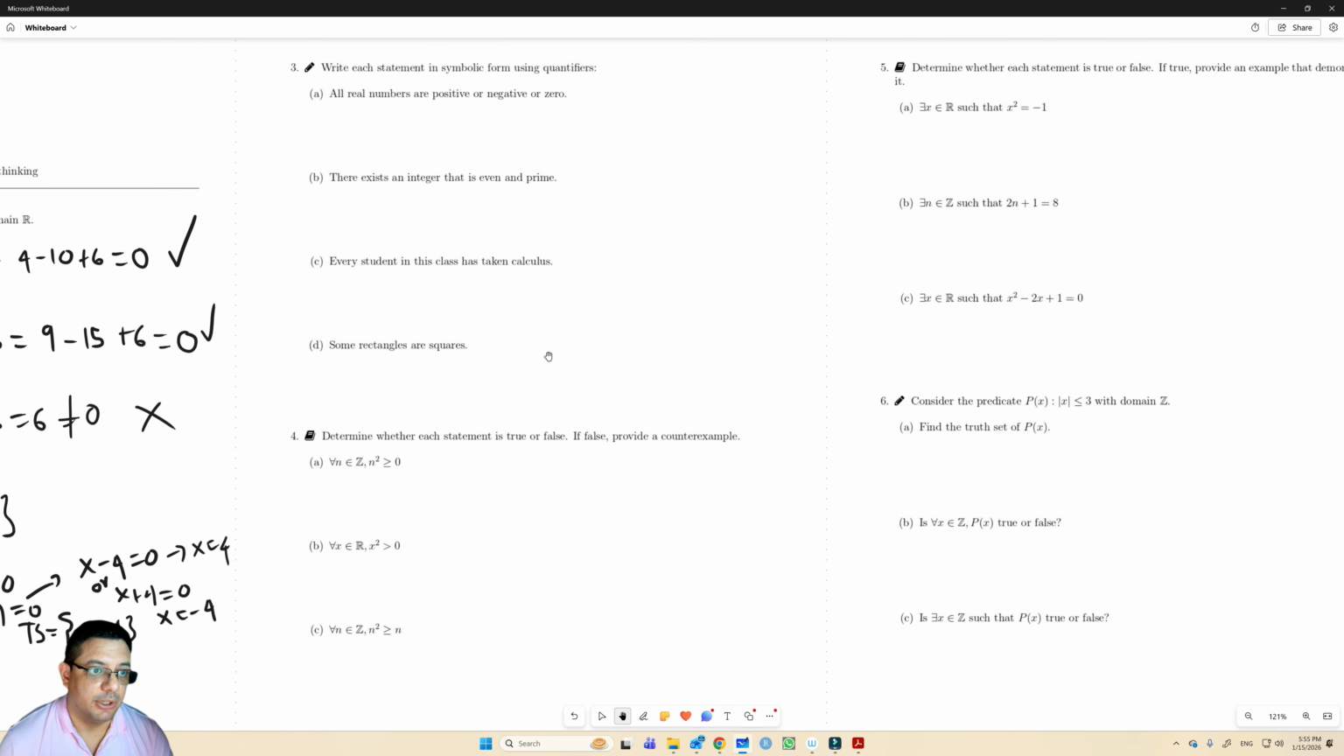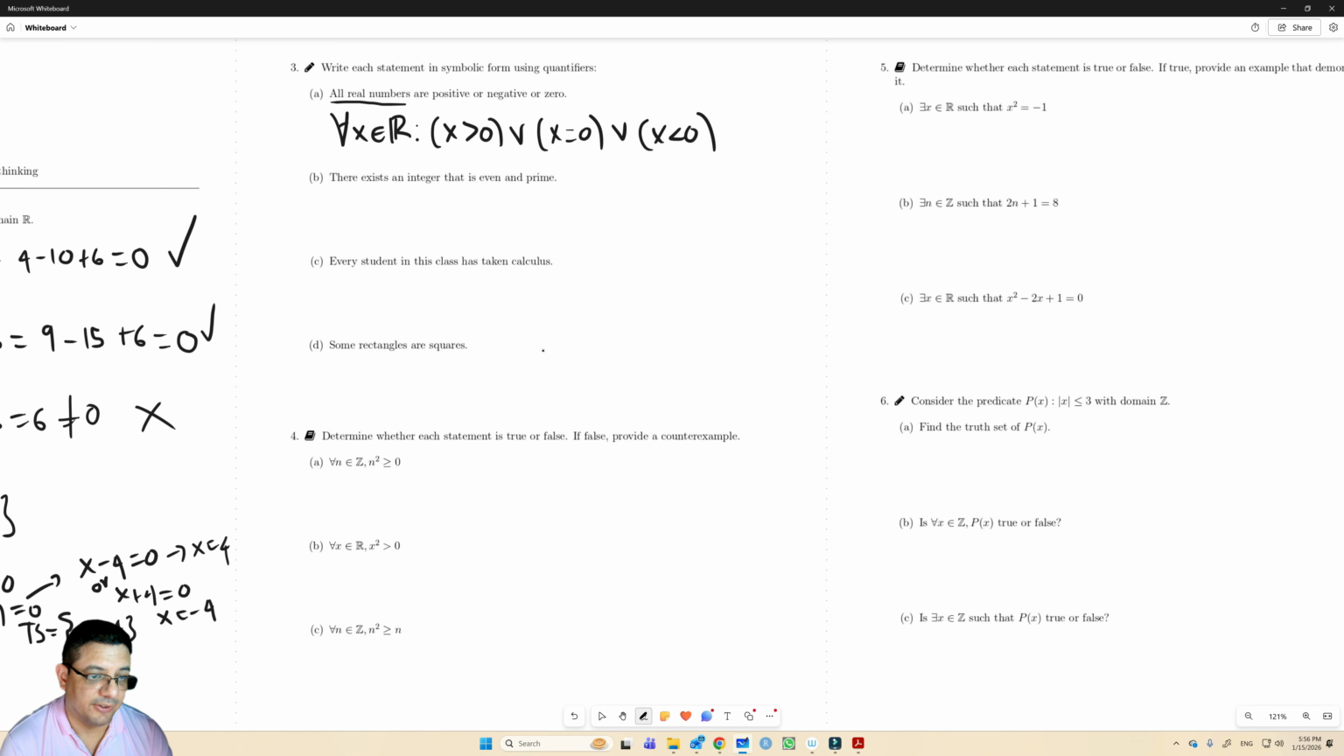Question number 3. Let's write each of these statements in symbolic form using quantifiers. So it says all real numbers are positive or negative or 0. And so we can write this as for all x that belongs to the real numbers, x is positive or x equals 0 or x is negative. This would be the symbolic way of writing that.